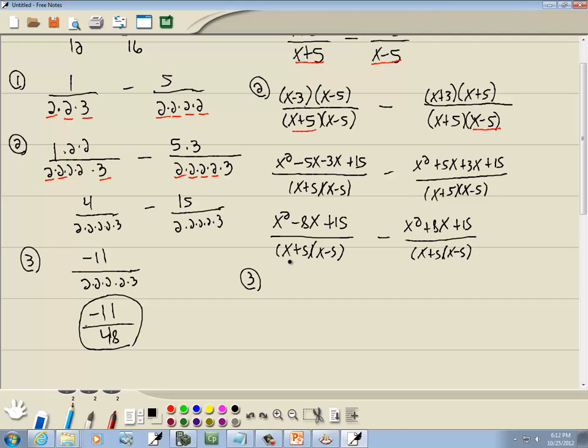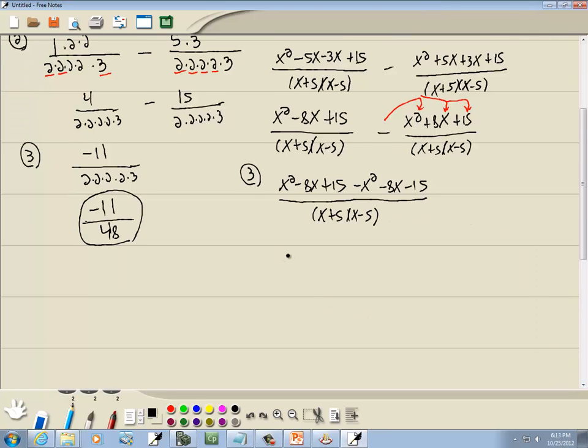Okay, step 3. Add or subtract the top parts and put it into a single fraction. Now remember, if you have a negative out in front of your fraction, that flips the sign of all the terms up on top. So we got x squared minus 8x plus 15 minus x squared minus 8x minus 15 over (x plus 5)(x minus 5). Again, that negative flips the sign of all of these.